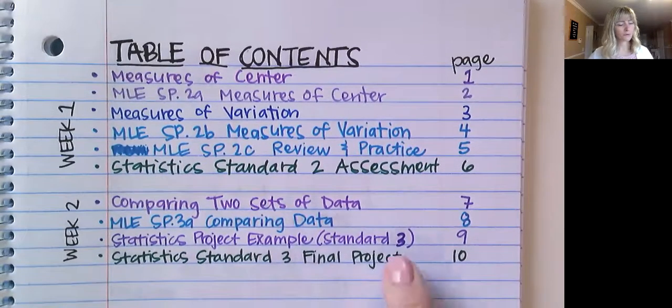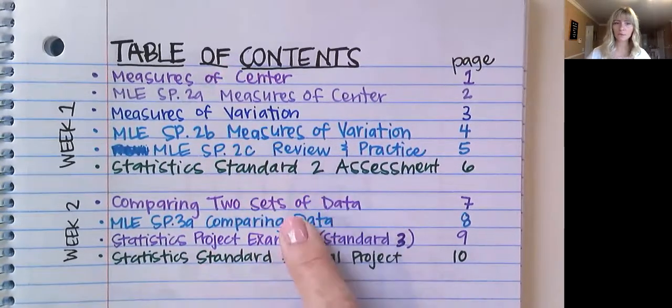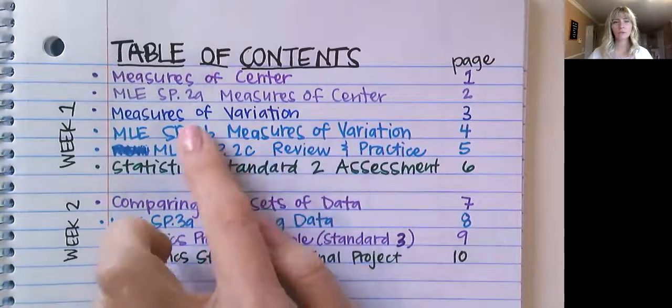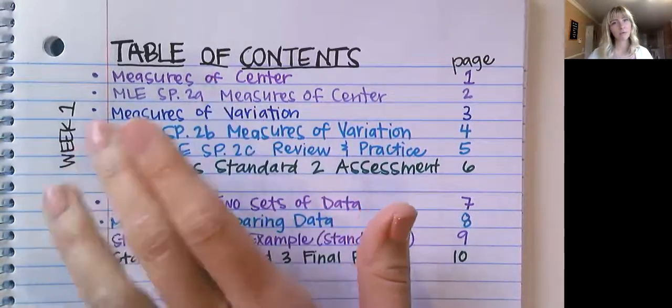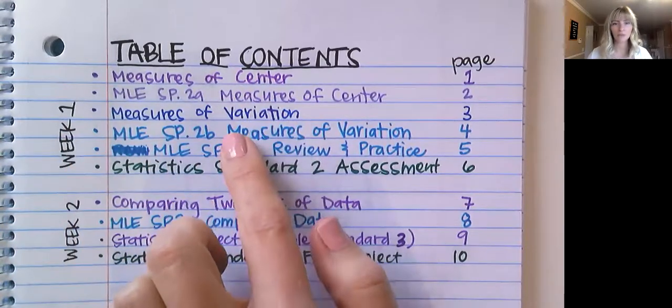And I just want you to notice right here in my video last week, I had that written as standard 2, which is silly. That was week 1, we completed standard 2 and took our assessment. Week 2 was all about standard 3. So just to kind of recap, week 1 was just about different measures we can use to represent one set of data. So we can do measures of center, we can do measures of variation.